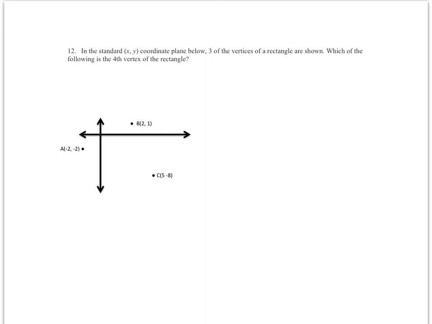In a standard XY coordinate plane below, 3 of the vertices of a rectangle are shown. Which of the following is the 4th vertex of the rectangle? Well, there's 3 different choices for this. Your rectangle could look like this. If that's the case, your point could be here. Your rectangle could look like this. If it did, your point would be here. But if you notice looking at those blue segments, this does not appear to be a 90-degree angle. This right here does not appear to be 90. So that blue probably not going to work out for you.